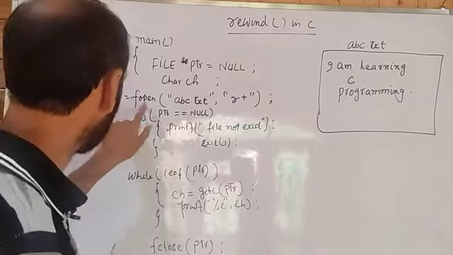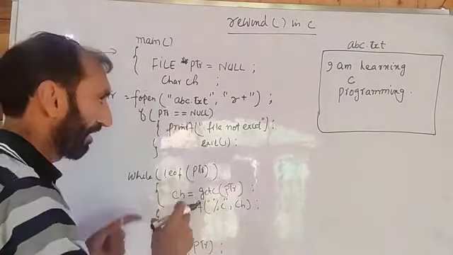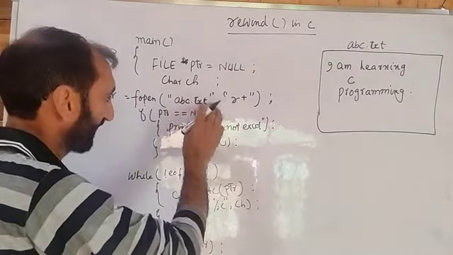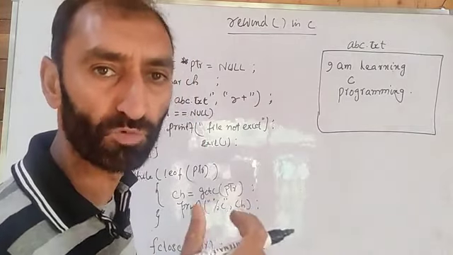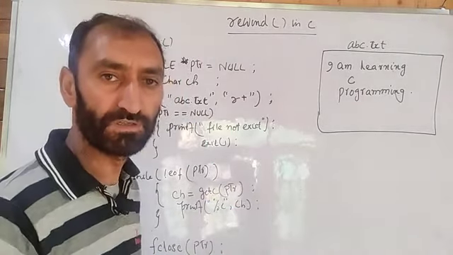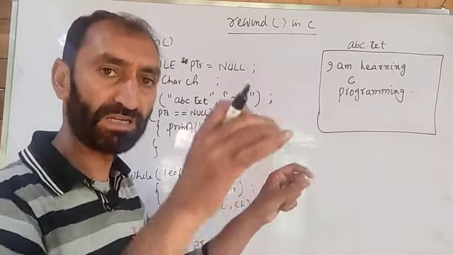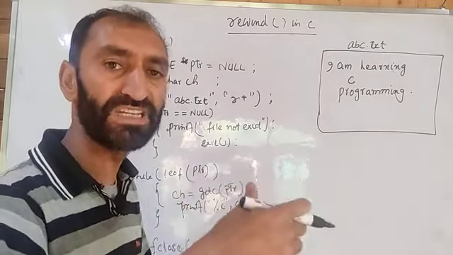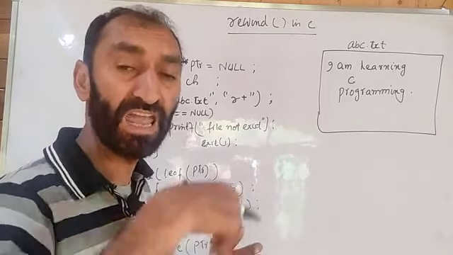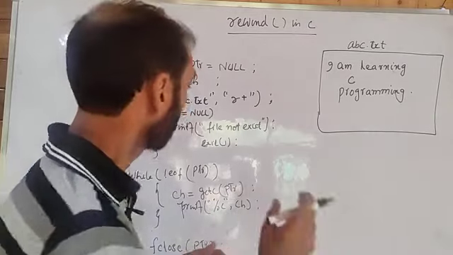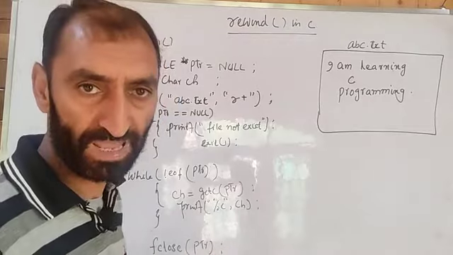Here ptr equals fopen abc.txt. I want to open this file in r+ mode. We can also open it in w+ mode or a+ mode. We can use any mode, either r+, w+ or a+. As we know, r+ and w+ are both used for reading and writing, and a+ is used for reading and appending.